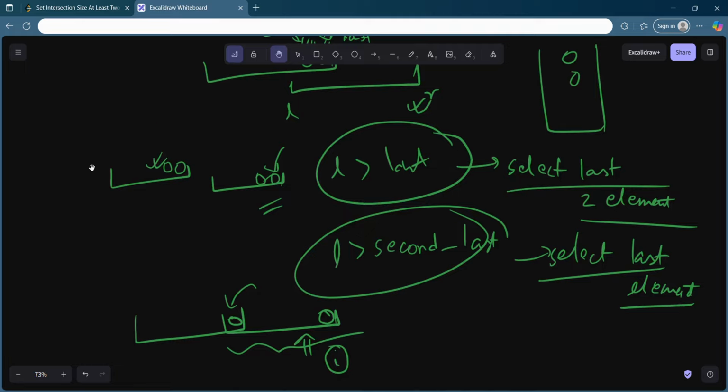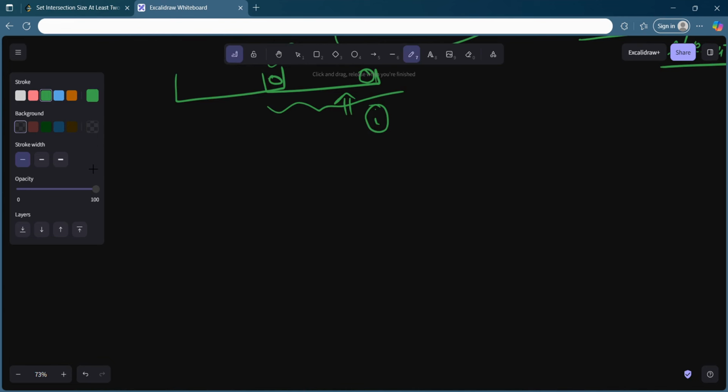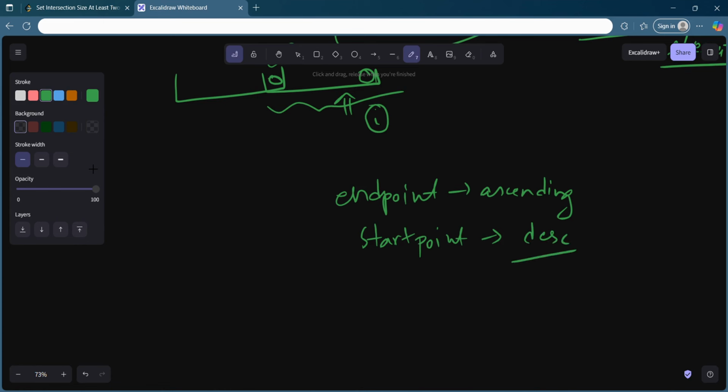And now comes the sorting part. I told you that you need to sort by the endpoints, and if the endpoints are equal, you need to sort by the larger starting point. So the endpoints should be in ascending order, and if the endpoints are equal, the start point should be in descending order. So without using a comparator function, how can you sort it? It's very simple. If you use normal sort, by default it sorts by the first point, and if the first points are equal, it sorts by the second point, all in ascending order.